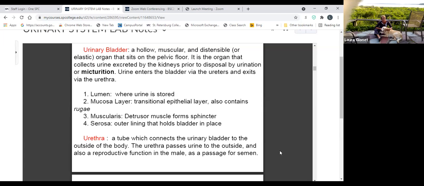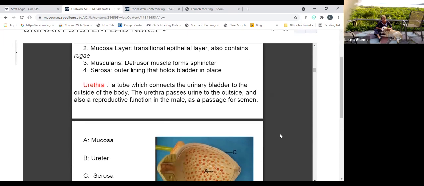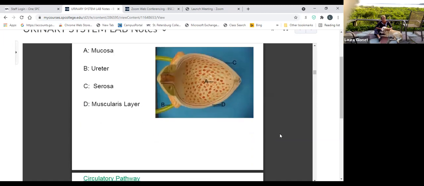About the urinary bladder, this is all the gross anatomy, and then the microscopic anatomy of the different layers. The urethra, there's our bladder.